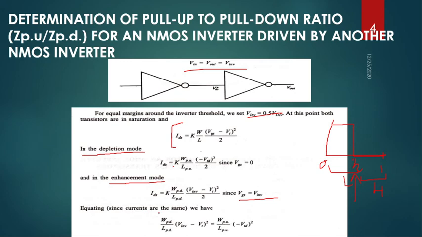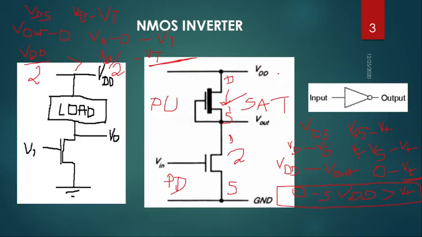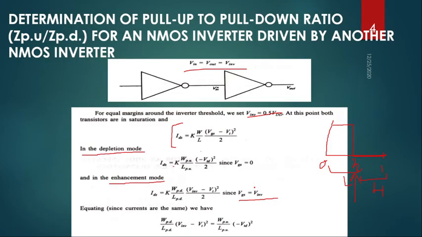both the equations can be equated, because the current flowing from the depletion load transistor will be the same as flowing from the pull down network or enhancement transistor. Let us say this is equation 1 and this is equation number 2. When both the equations are equated, K and K will get cancelled. The remaining part will be WPU upon LPU into minus VTD whole square, equal to WPD upon LPD into V inverter minus VT whole square, and the 2 will also get cancelled.